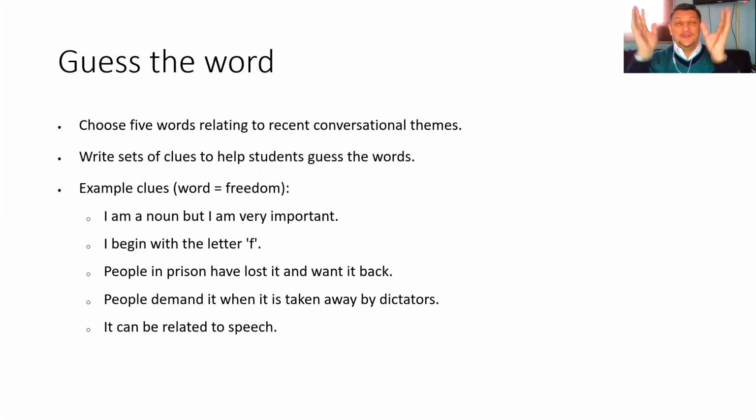So every time you narrow down the semantic field, and the students think about the associations, the connotations, and the collocations in which they can use the word. And you can say, finally, it can be related to speech, like freedom of speech. So in most cases, students will guess this word. So it depends on the clues.